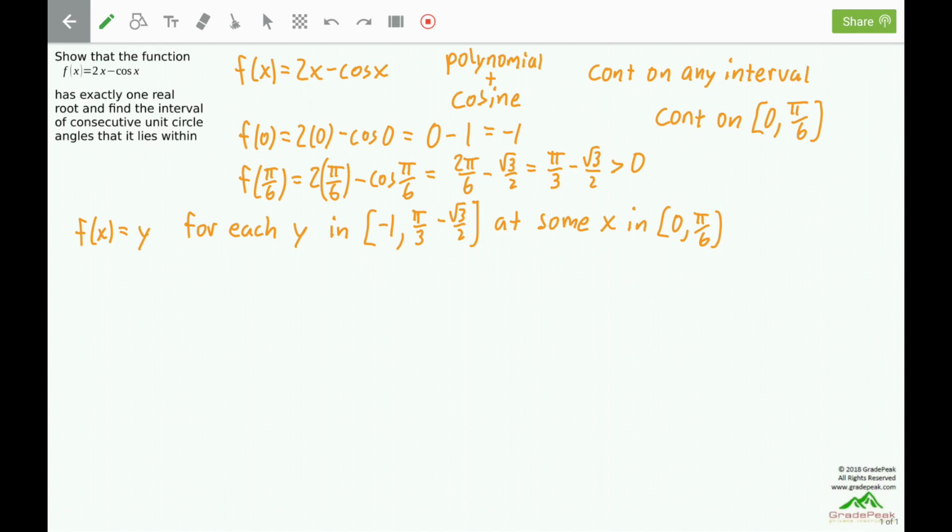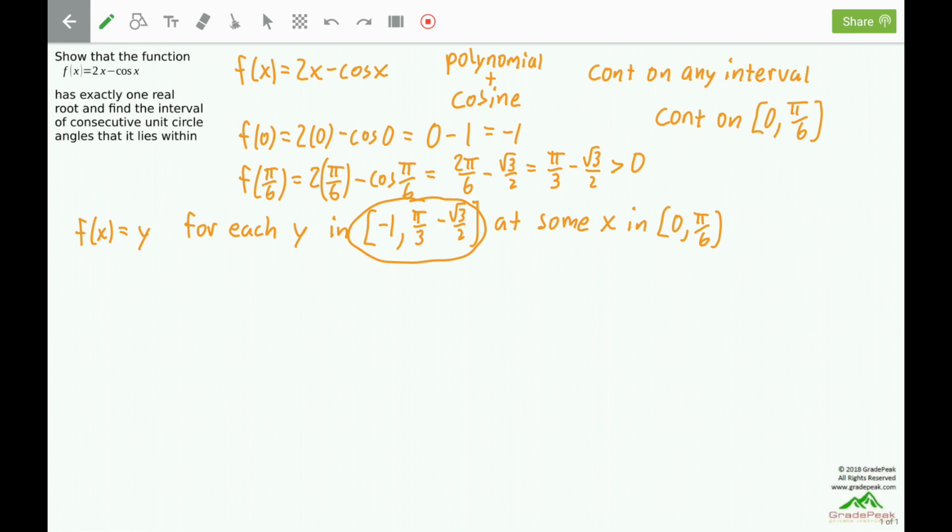So this says that the function will hit every value between those two numbers somewhere for the x value between 0 and pi over 6. It can hit more than just the numbers for the y value, but it's guaranteed to hit at least those numbers for the y value between negative 1 and pi over 3 minus square root of 3 over 2.